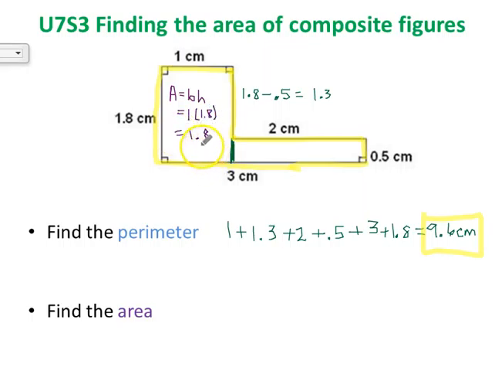1.8. We're dealing with area, so we do centimeters squared. So that's the area of our bigger rectangle. Let's go ahead and circle that. Now let's move on to our smaller rectangle over here.